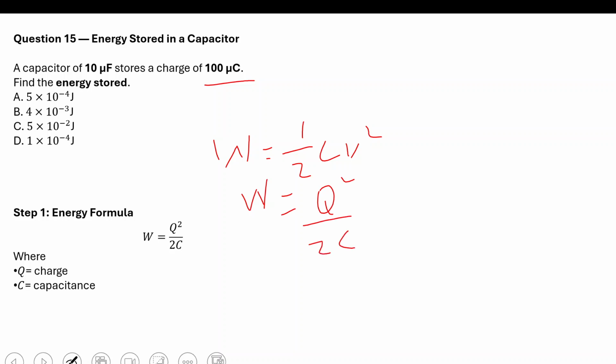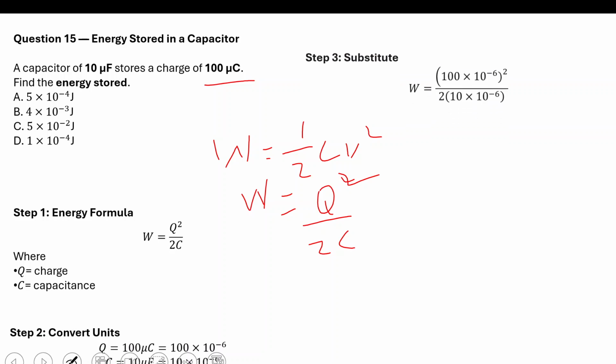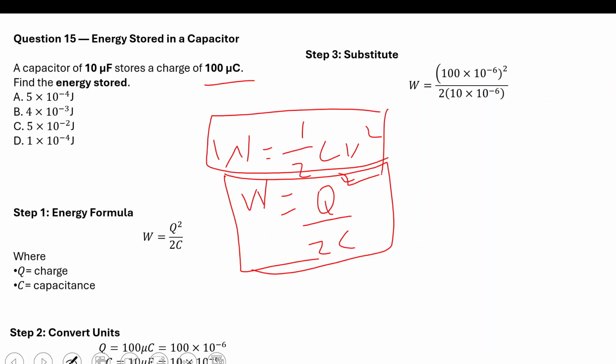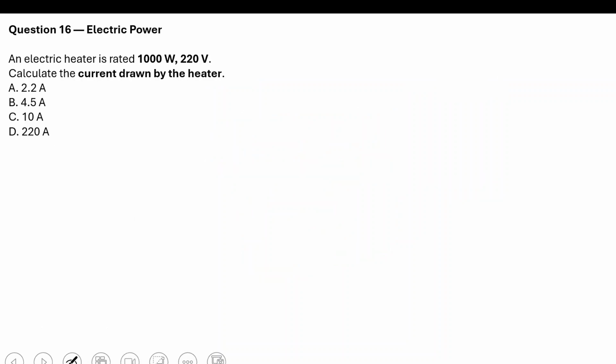So for this particular case, we are using this formula, because we have charge and we have the capacitance. So by the time we plug in the values there, we're using this second formula because we have charge and capacitance. If we have capacitance and voltage, we can use the first one. So the final answer is work done is equal to 5 times 10 to the power minus 4 joule. The answer is A.